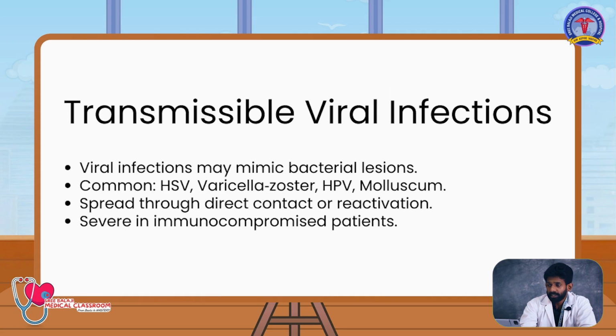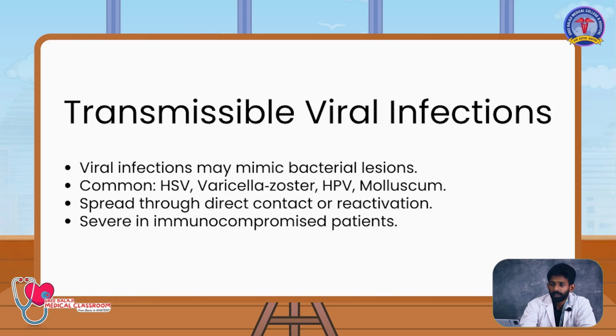Now we'll look into the transmissible viral infections. Viral infections that can affect the skin and soft tissue directly or by reactivation. The common organisms are herpes simplex virus, varicella zoster virus, human papilloma virus, and molluscum contagiosum. The transmission is through contact, droplets, or reactivation of the virus. Usually it is self-limiting, but it may cause severe disease in immunocompromised patients. Some of these viral infections may mimic bacterial infections.